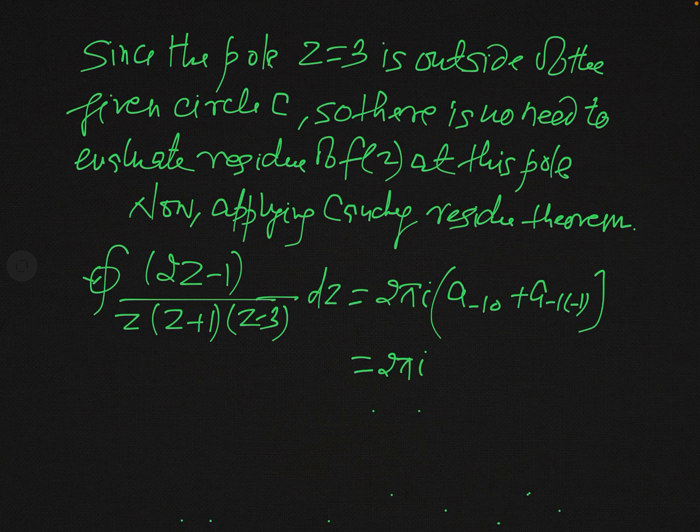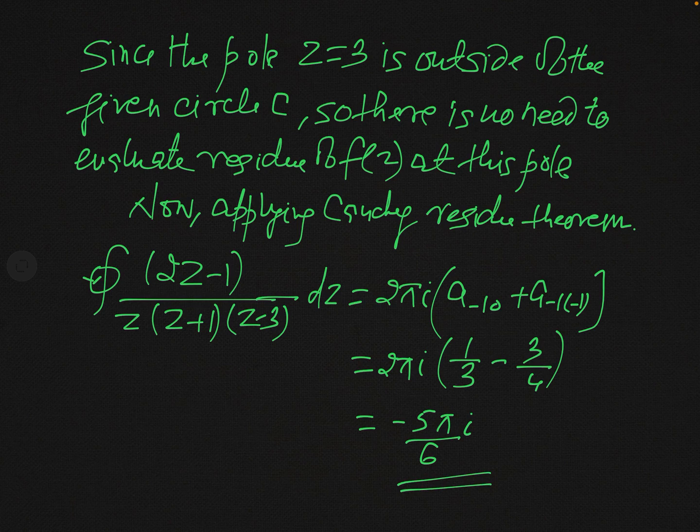You can see the first residue a minus 1 at z equal to 0 is 1 over 3, and the second one is minus 3 over 4. So now you can take the LCM and solve this. You can see this will be equal to minus 5 pi over 6 i. So this is the value of this integral.